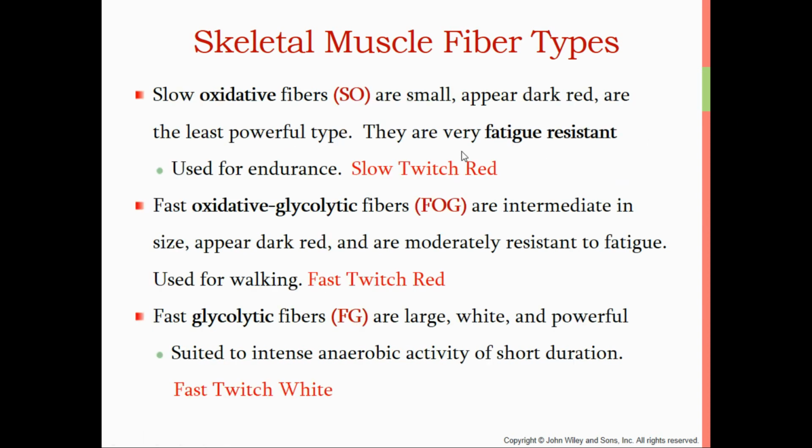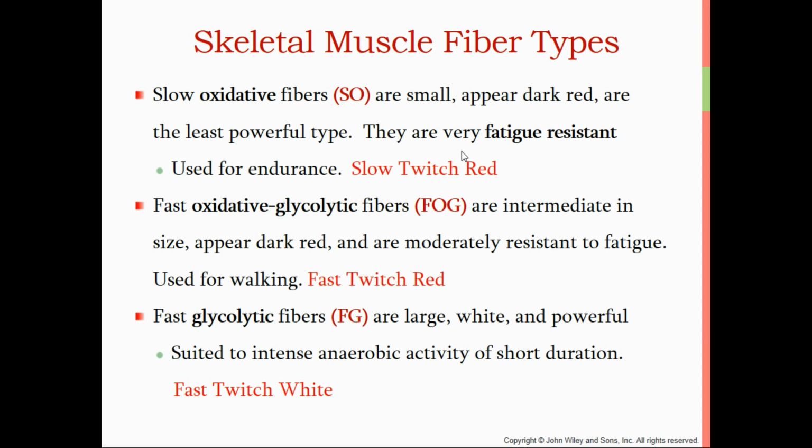So in people, these are the three kinds we have. We have slow oxidative fibers. They are small. They appear dark red. They are the least powerful type. They are very fatigue resistant. They are used for endurance. They are commonly referred to as slow twitch red. So small and good for endurance.